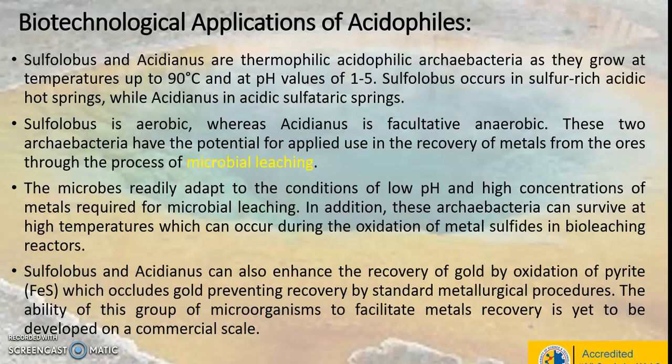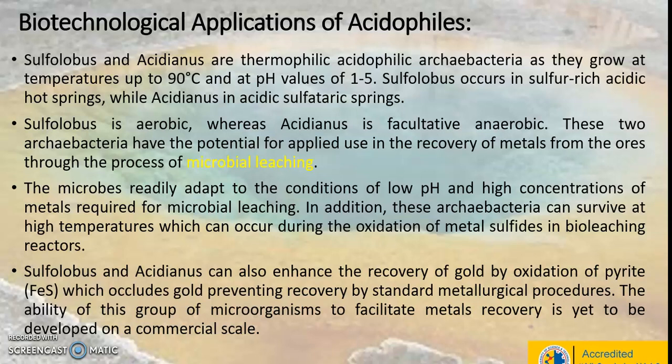Sulfolobus and Acidianus are thermophilic acidophilic archaebacteria, as they grow at temperatures up to 90 degrees Celsius and at pH values of 1 to 5. Sulfolobus occurs in sulfur-rich acidic hot springs, while Acidianus is found in acidic sulfuric springs. Sulfolobus is aerobic, whereas Acidianus is facultatively anaerobic. These two archaebacteria have potential applied use in the recovery of metals from ores through the process of microbial leaching.